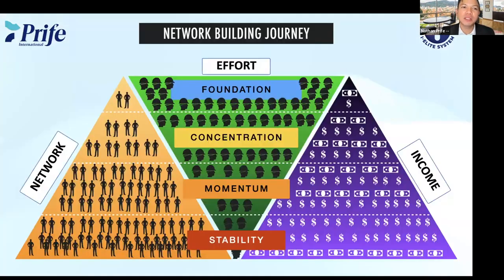Now, this is how it looks. This is the graphic illustration of the stages of building your asset, your network. This is your journey. As you can see, there are 3 triangles here. The first one is the growth of your network. On the right side is the growth of your income. And in the middle, the inverted triangle is your effort.